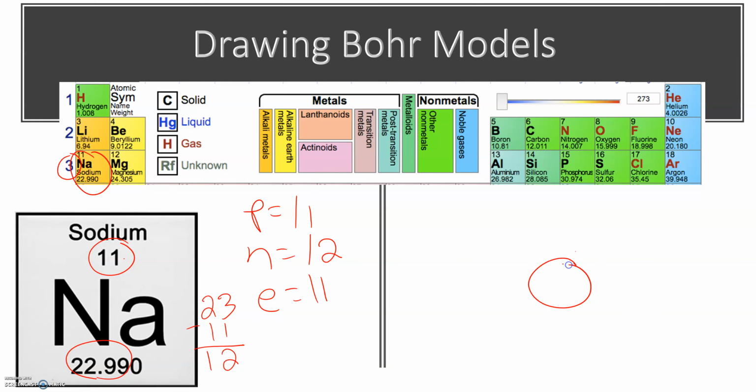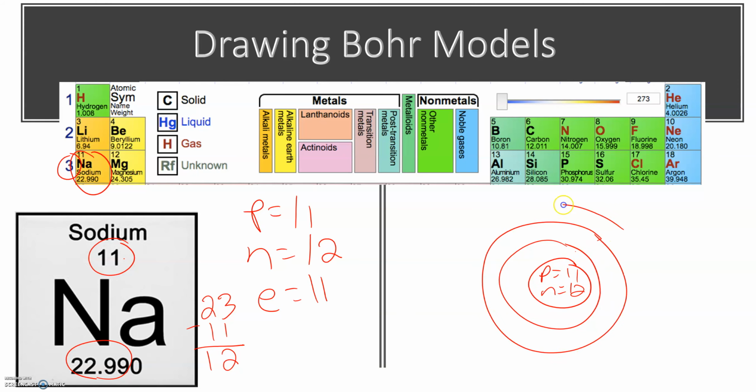Next, we're going to draw our nucleus. Inside the nucleus, we put the protons and the neutrons. That's easy. And we already discovered we need 3 orbitals. So 1, 2, 3. Got to remember this. First energy level can only hold 2. We got to get to 11.